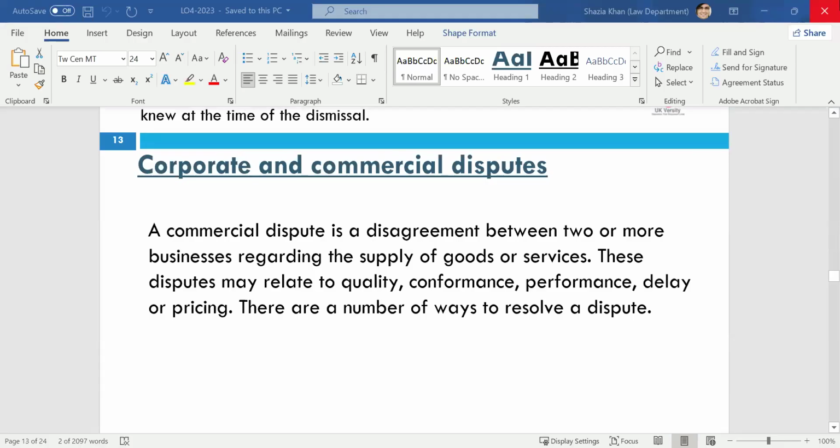Corporate and commercial disputes. Corporate and commercial disputes are disagreements arising from business and company related activities. So it could be things like contract breaches, shareholder conflicts and professional liability. And these disputes can be resolved through negotiation, mediation, litigation. And the whole goal of it is to achieve a legally binding outcome rather than going to court.